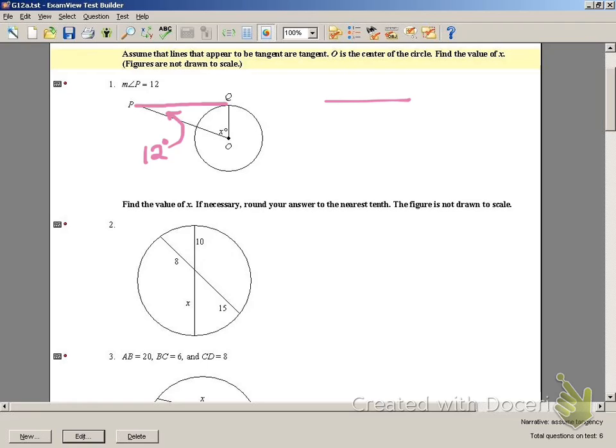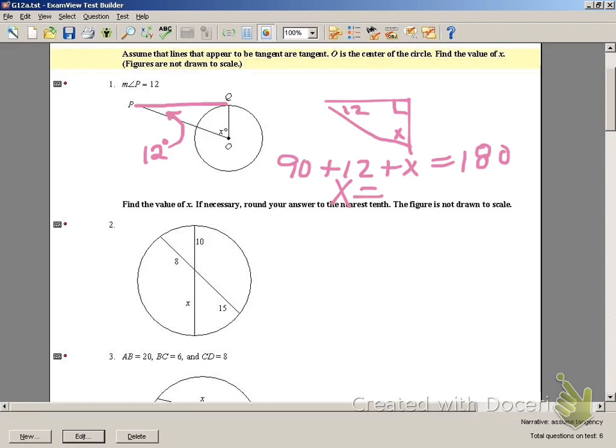Well, if we pulled this out and drew it over here, angle 12, and we're looking for X, what do I know about angle Q? It's 90 degrees. Why? Because if a tangent intersects a circle at the point of tangency and the radius, then they are perpendicular to each other. So we have a right triangle. We're looking to find the second acute angle.